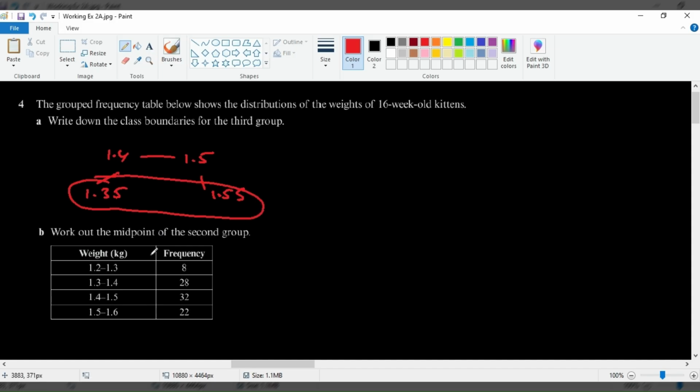So this is going to be the class boundary for the third group. Now we are finding out the midpoint of the second group. Second group is 1.3 plus 1.4 divided by 2. This is going to give us 1.35. This is how you get the answer for question number 4.